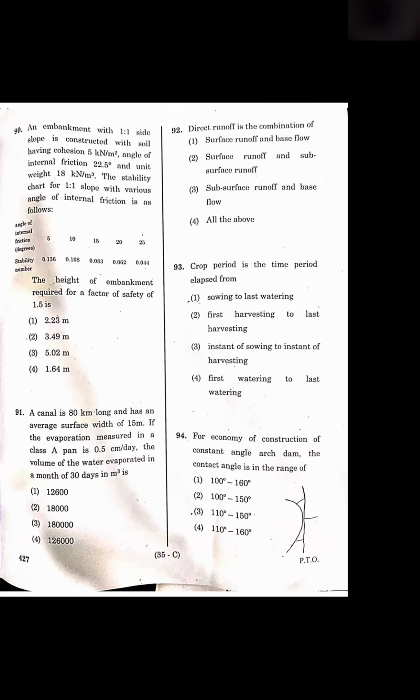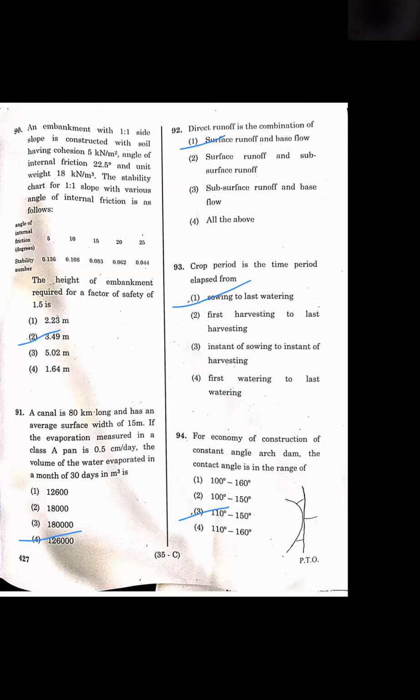An embankment, for this the answer is 3.49. The canal is 80 meters long, which is 1260. Direct runoff is the combination of surface runoff and base flow. Then crop period is the time elapsed between sowing to the last watering. For economy of construction, it is I guess the third one.